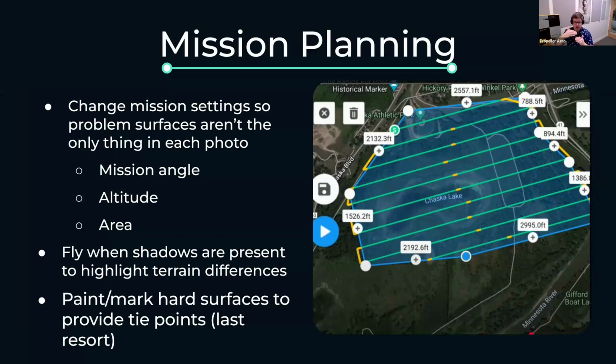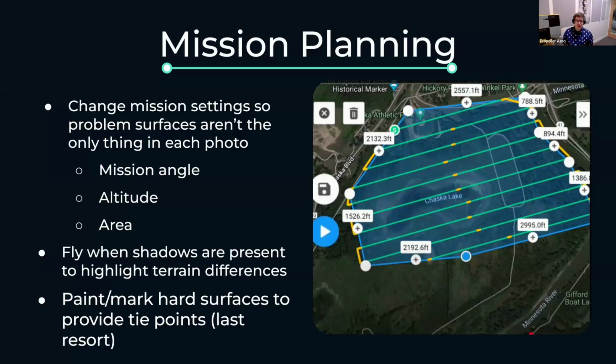But because it will be able to see the shoreline on either side of the photos, we have something to tie the photos together. So the three easiest settings here are the mission angle, like I said here, where they're cross-hatching the lake, basically. The altitude, because as you increase the altitude, the camera's field of view actually increases as well. And so it's able to capture more information and possibly pick up something to use from photo to photo.